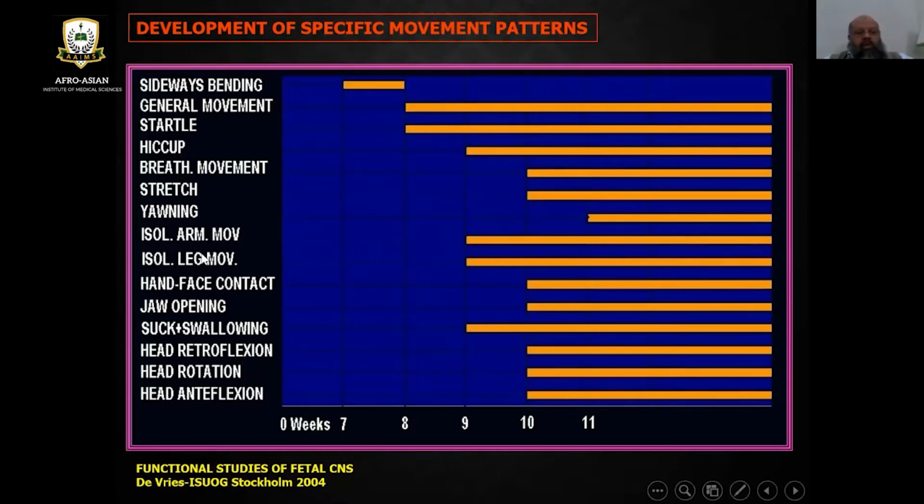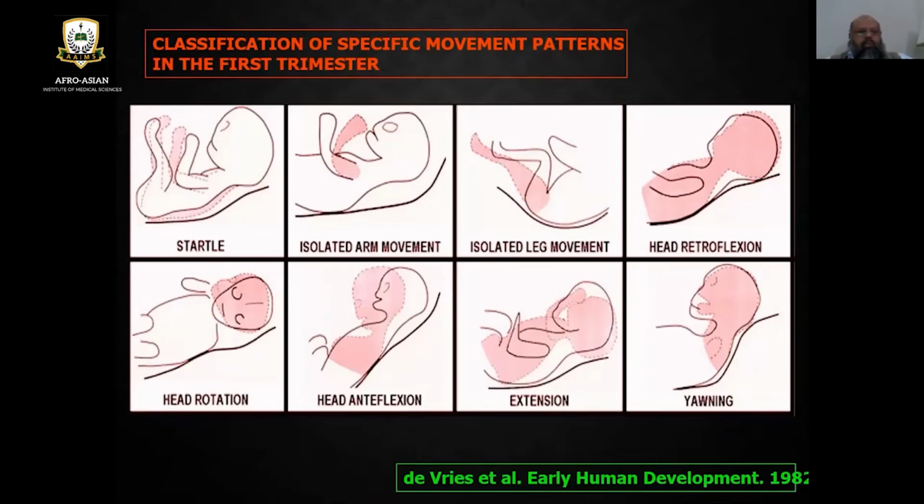So leg and arm isolated movements will be visible at 9 weeks. Hand-face contact at 10 weeks. Jaw opening at 10 weeks. Sucking and swallowing at 9 weeks. Head retroflexion at 9 weeks. Head rotation on the sides at 10 weeks, and head anteflexion at 10 weeks. These are the movements which are seen in the first trimester.